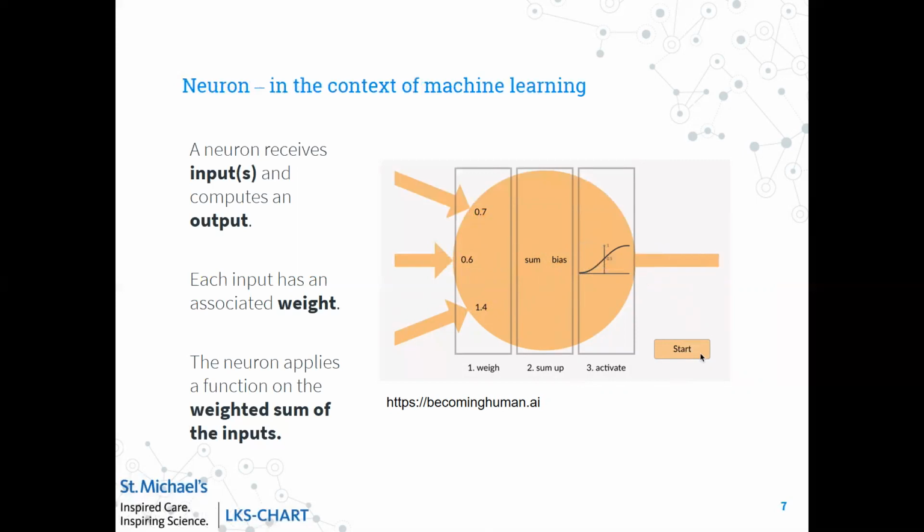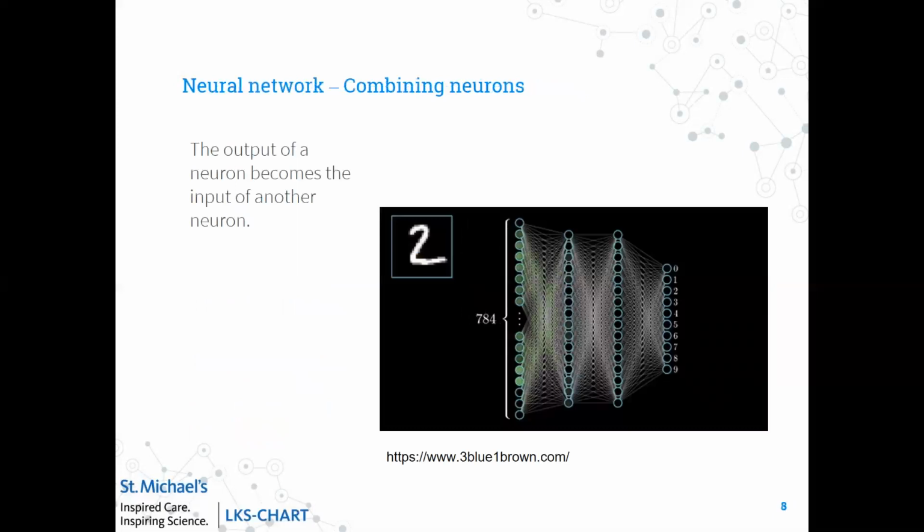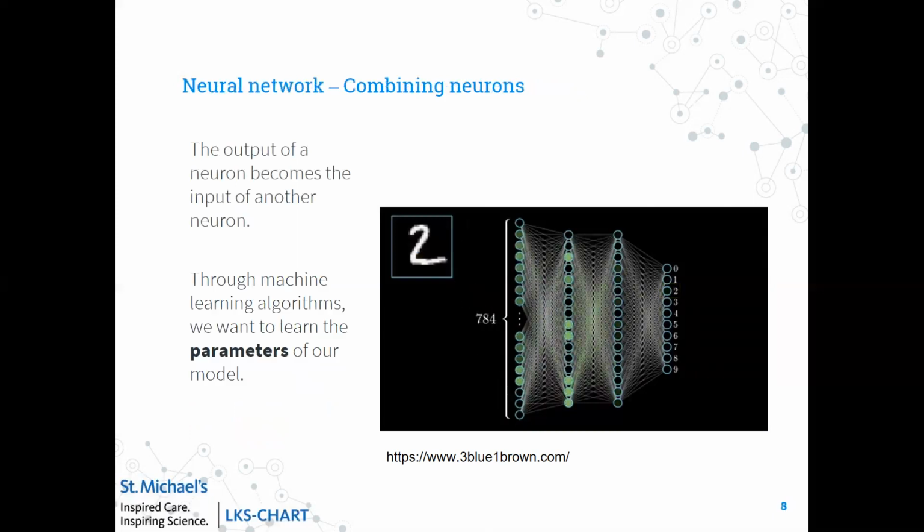What we can do is we can then combine and assemble multiple neurons together. The output of a neuron can then become the input of another neuron. And these neurons can then be organized into layers as shown in the animation here. As you can see, there are multiple neurons here, and the output of one neuron then becomes the input of another neuron. And through machine learning algorithms, we want to learn the parameters of our models. This is what forms a neural network.